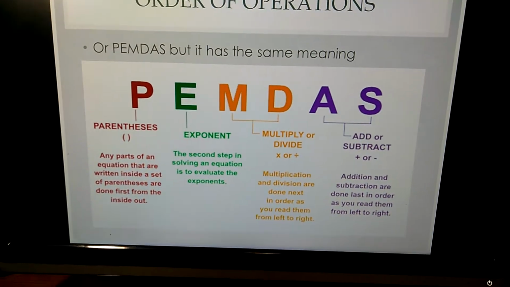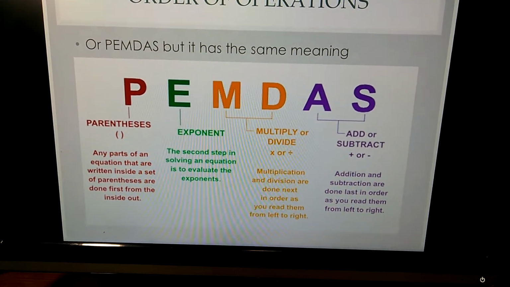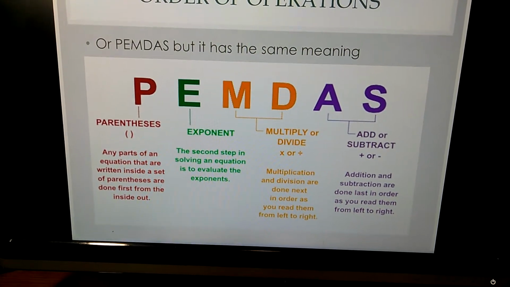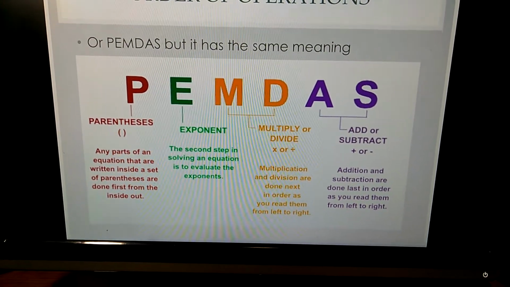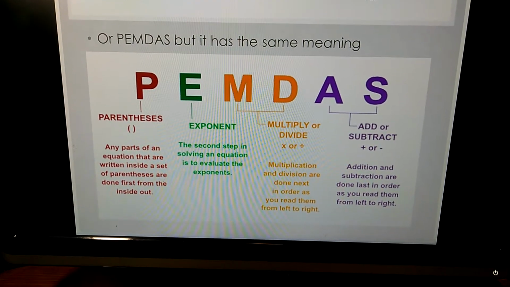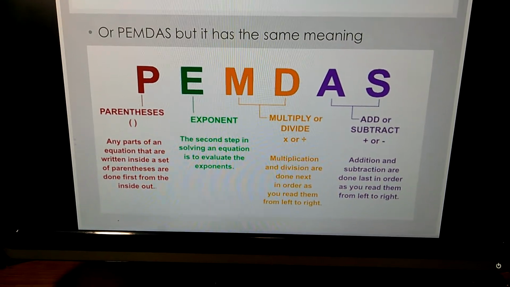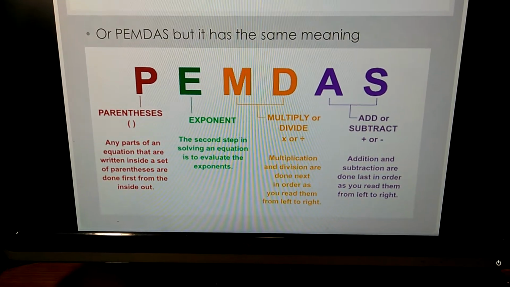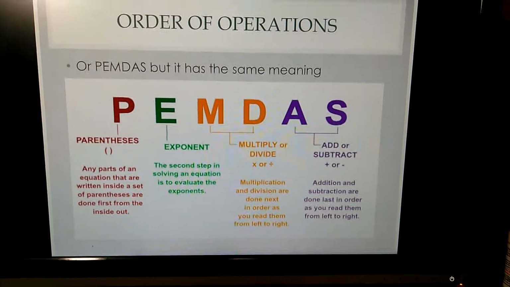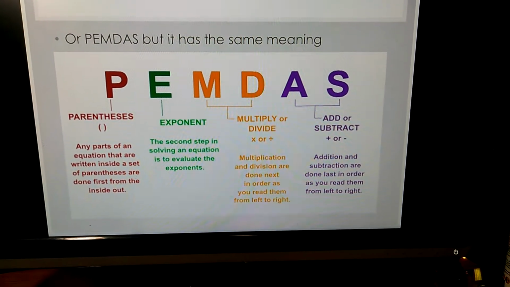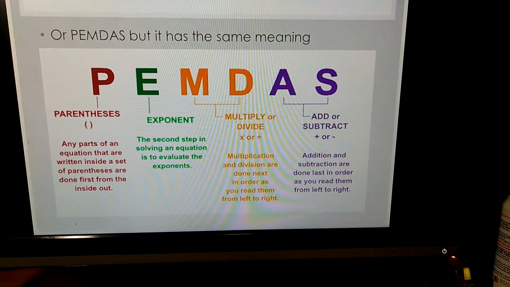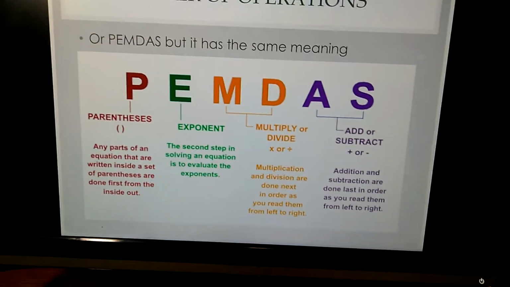Or sometimes it's also called PEMDAS, and it still means the same thing: parentheses, exponent, multiply or divide, add or subtract. So any parts of an equation that are written inside a set of parentheses are done first, from the inside out. The second step in solving an equation is to evaluate the exponents. Multiplication or division are done next, in order as you read them from left to right. Addition and subtraction are done last, in order as you read them from left to right as well.